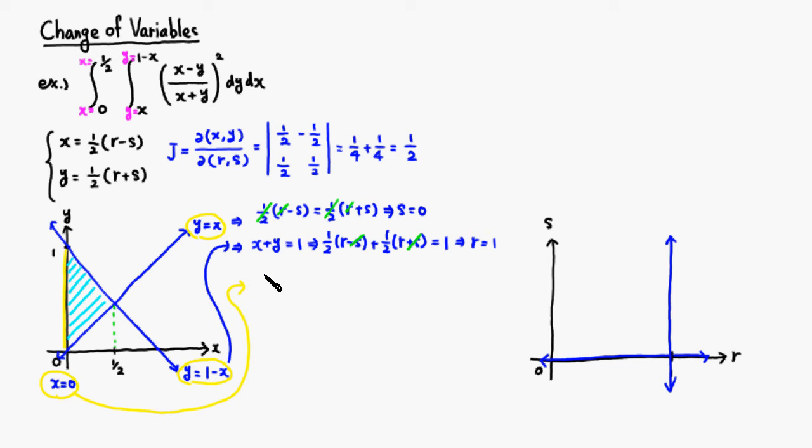x is 1/2 r minus x is equal to 0. So we can multiply both sides by 2. So this just basically r equals s, or s equals r. Right? So that's going to be just slope 1 going through the origin of the rs plane. So this is s equals r, right?